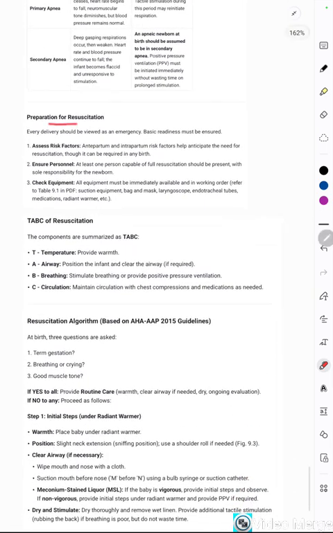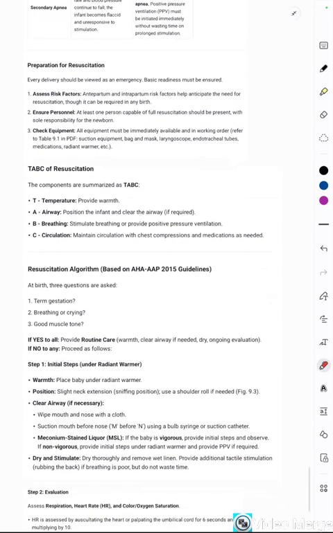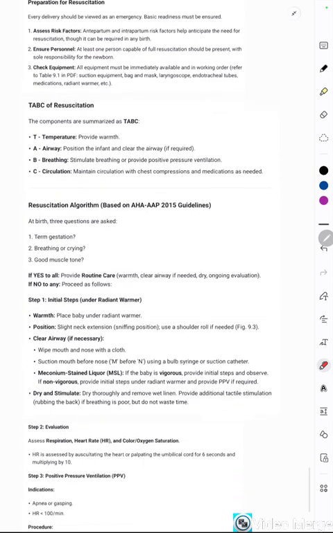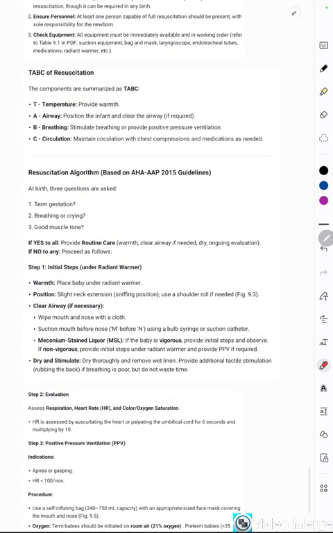The preparation for the resuscitation: first you have to assess the risk factors, whether by ANC counseling, whether it's a high risk pregnancy, or what is the gestational age of the child and amniotic fluid status. Then ensure enough personnel, at least one person capable of resuscitation, and check whether all the equipment is present. Then the important components are TABC, that is temperature, provide warmth. Then airway, breathing and circulation are important.